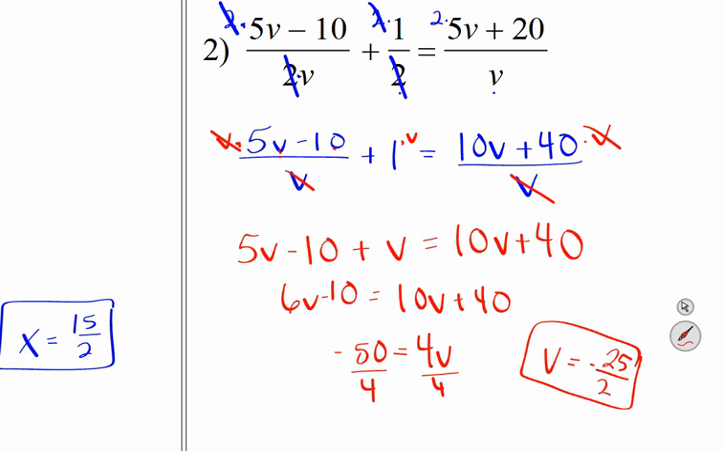Okay? And we check to make sure it doesn't cause any problems in our denominators, and it doesn't. You do 2v, 2 times negative 25 over 2, it's not going to give you a 0 in the denominator. So that is your solution.